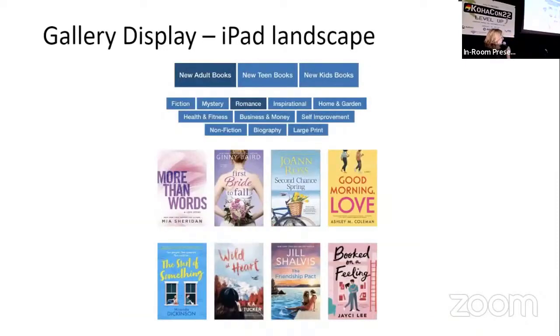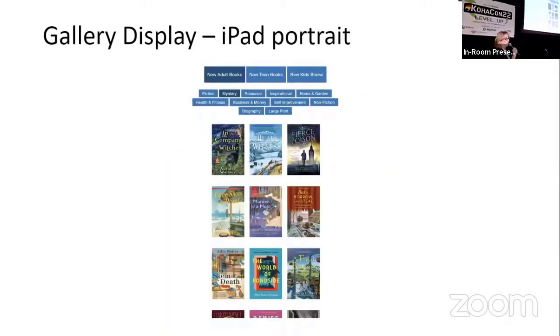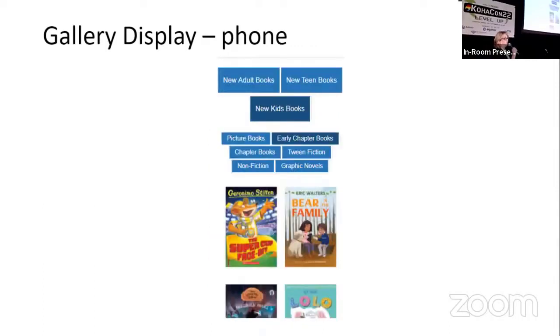And if you're using an iPad in landscape view, it's going to switch to 4 covers across with 6 rows. And if you use your iPad in portrait, it's going to be 3 across and 8 down. And phone is 2 across and 12 down. So it's still the same number of covers, but it's adjusting depending on what kind of device you're deciding to use.